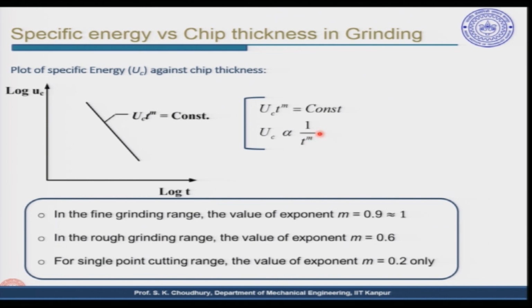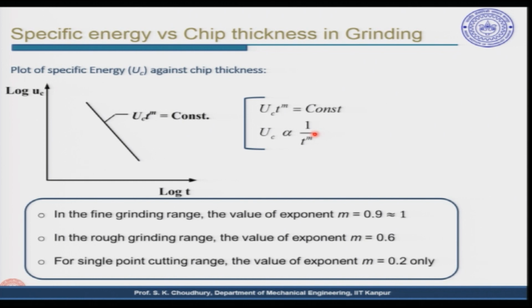Here m is a constant, and I wanted to show you this equation because then you will understand what the effect of this size effect is in the case of grinding. For example, in the case of the fine grinding range, the value of m is very high and it tends to be close to 1. So, what does it mean?